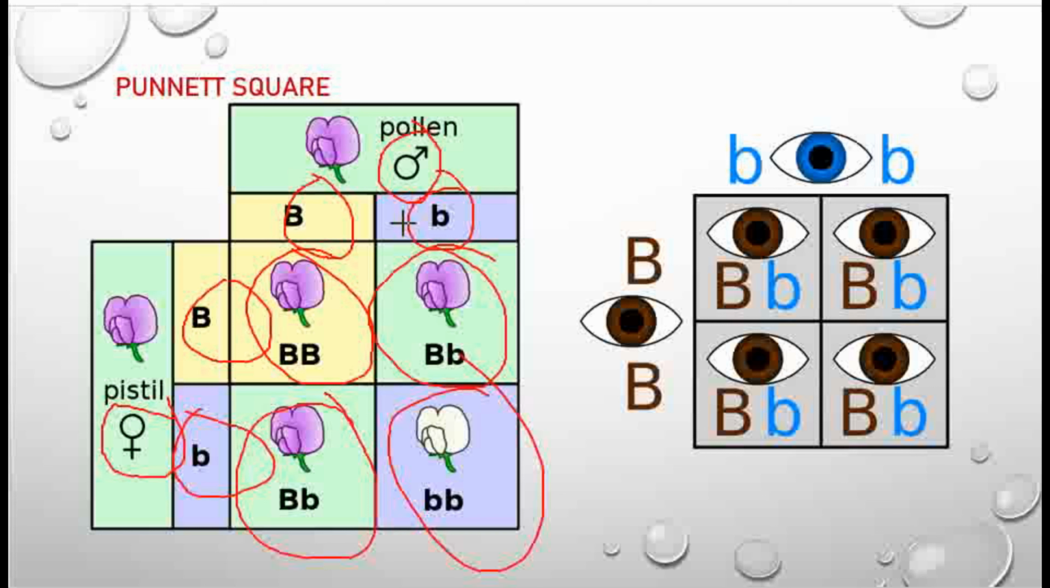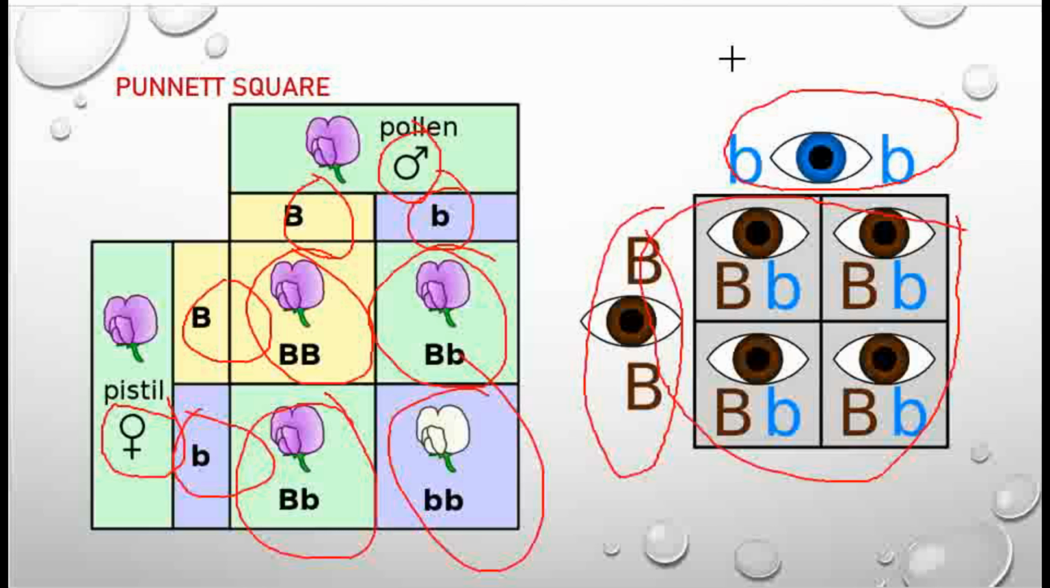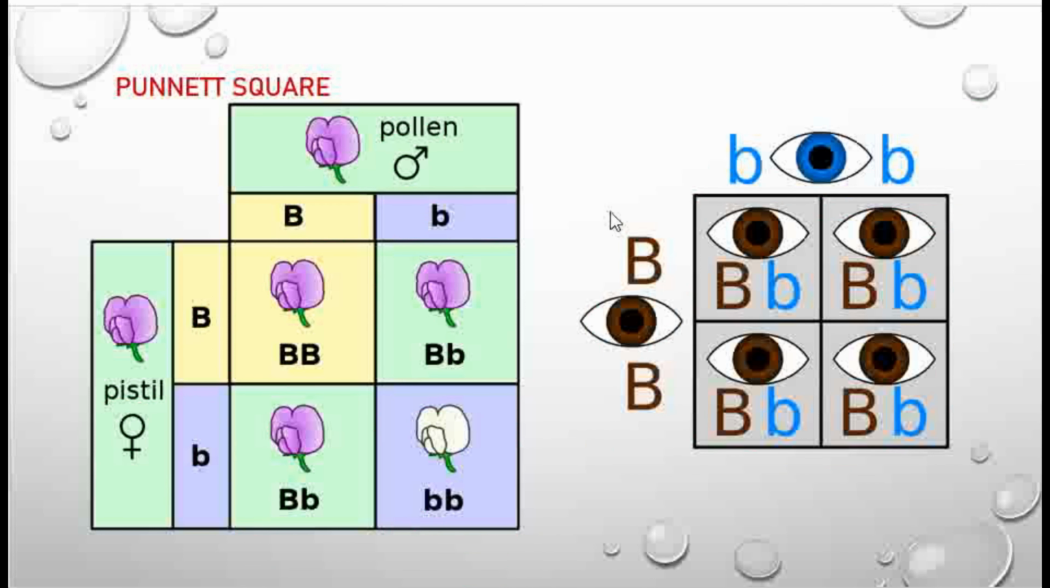So this Punnett square is for the flower color, and this Punnett square is for eye color. So here you can see brown eyes and the blue. So the capital letter, small letter they have used, and they have written the possible outcomes here. Just for your knowledge, I have given this Punnett square.